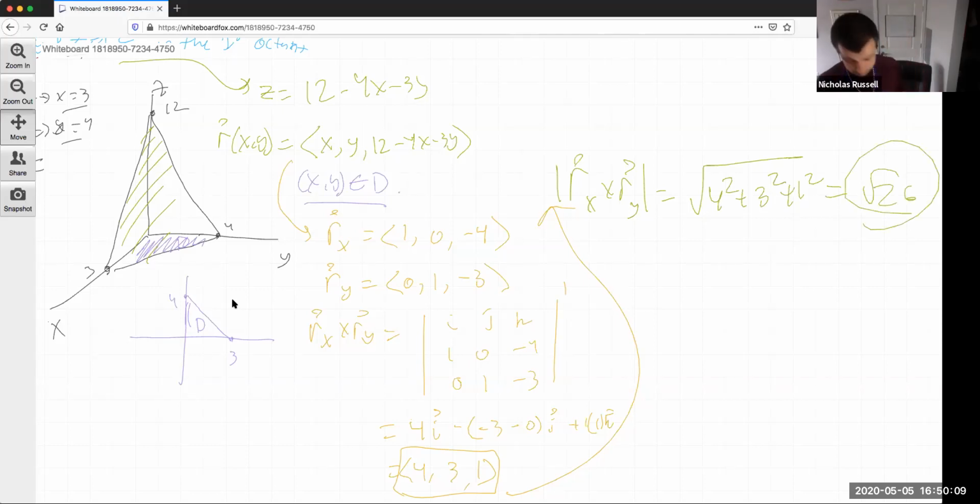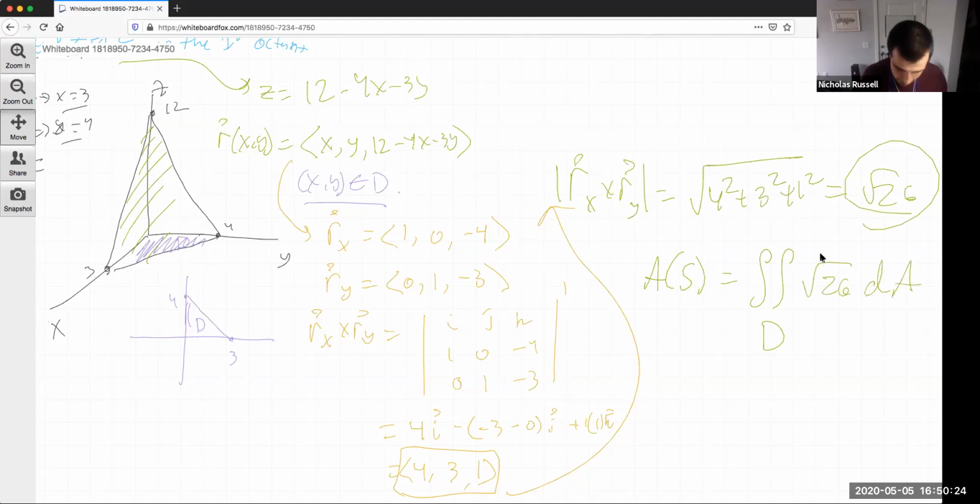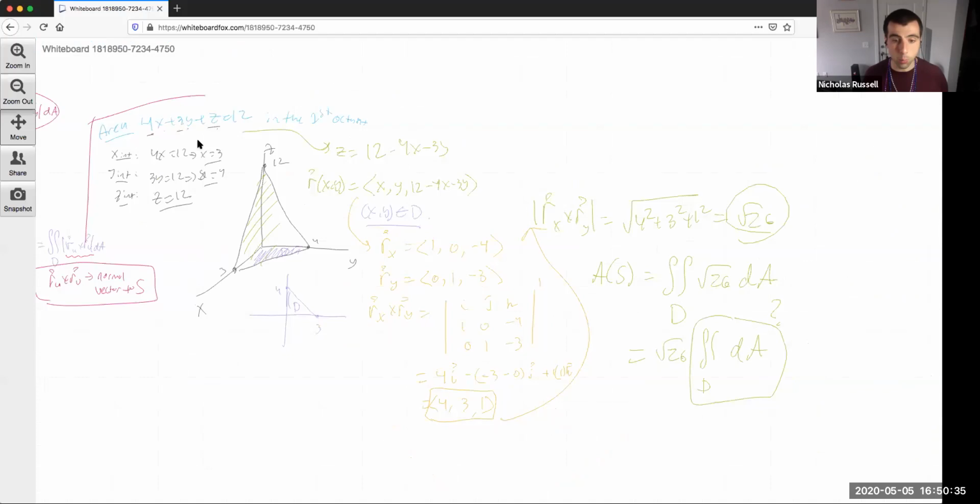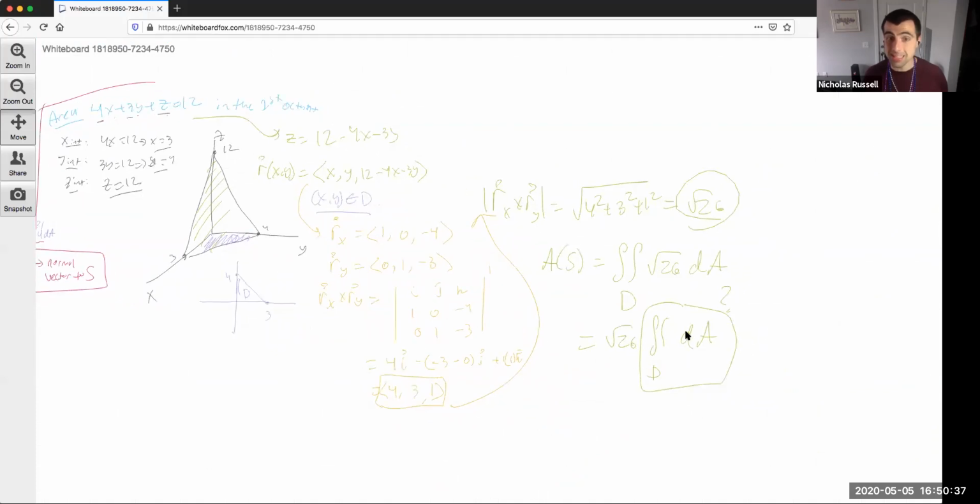And so lastly here, if I want to find the area of F, this just becomes the double integral over my domain D, because it's in terms of my X and Y, of the magnitude of Rx cross Ry dA, which just becomes square root of 26 times dA. And I can factor out the square root of 26 here. What does that mean? Well, I hope you'd agree, this means just the area of D.